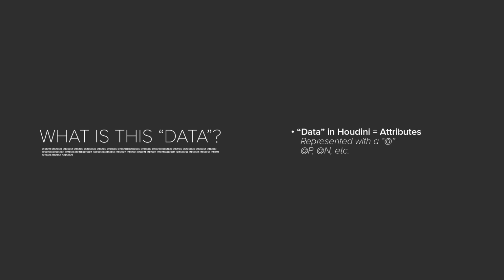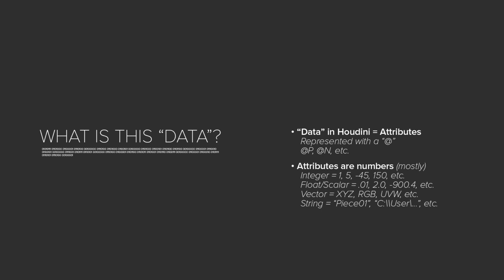In Houdini, the data mostly takes the form of attributes. They're represented in Houdini lingo and code with the little @ sign, so @P for position or @N for normal direction. Attributes are numbers mostly. They're integers, which is your whole numbers, 1, 5, -45, 150, etc. They're float or scalar numbers, 0.01, 2.0, -900.4, whatever. They're vectors, which is your XYZ, RGB, UVW numbers, etc. But then there's also things like strings, which are mostly not numbers, names, file paths, that kind of thing.